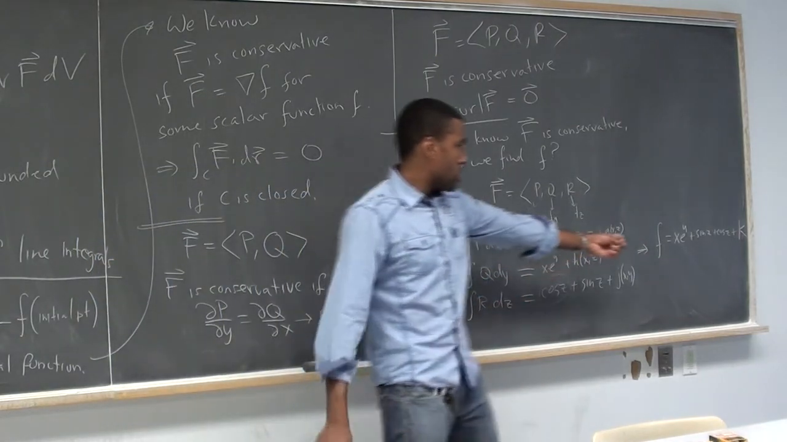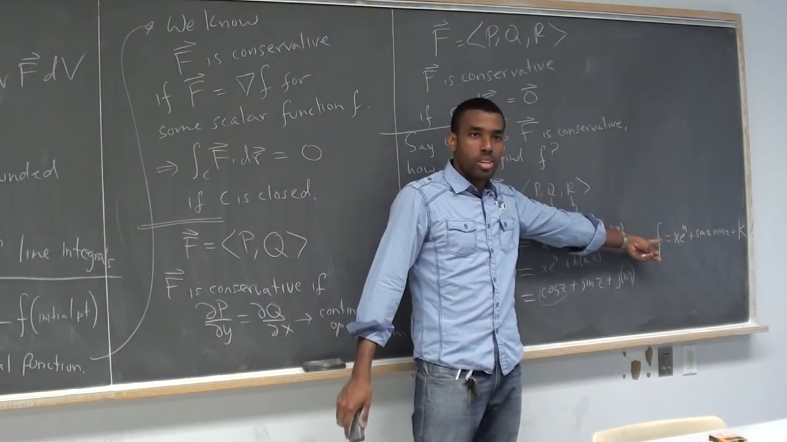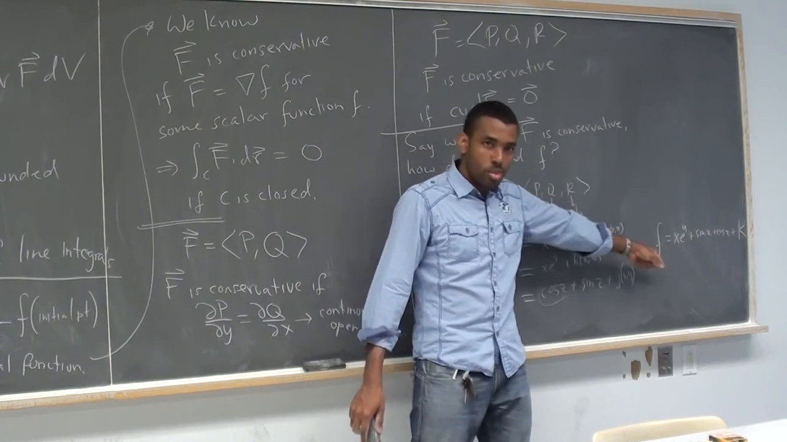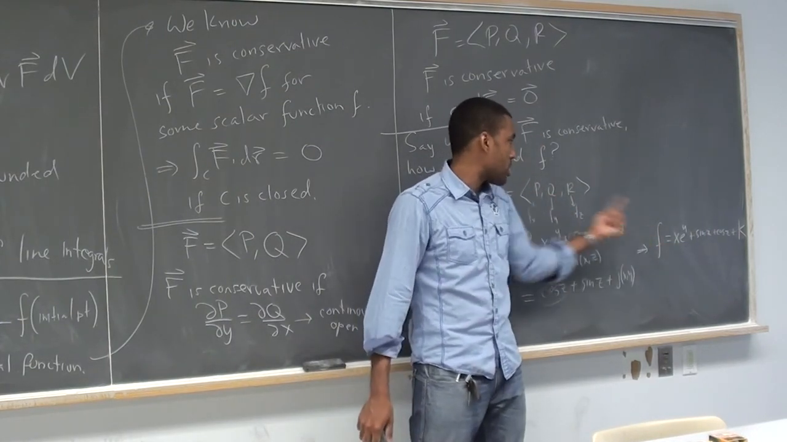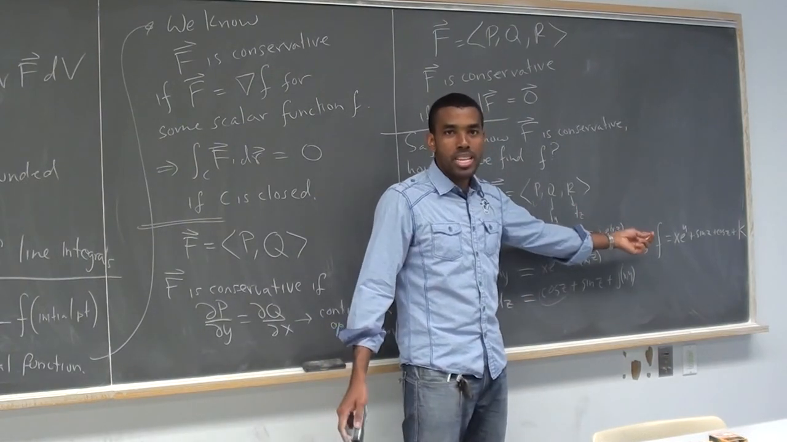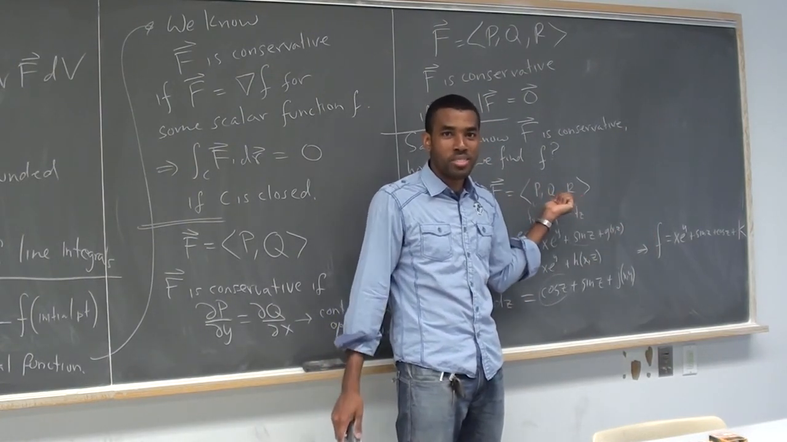And you can always double check, because when you have this one, if you take the partial with respect to x of this function, you should get the first component. With respect to y, you should get the second one. With respect to z, you should get the third one. And if that doesn't happen, it means that your function really wasn't conservative in the first place.